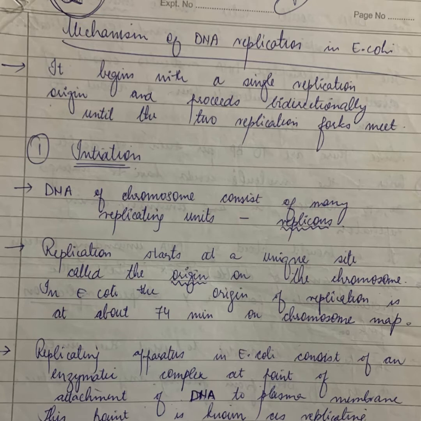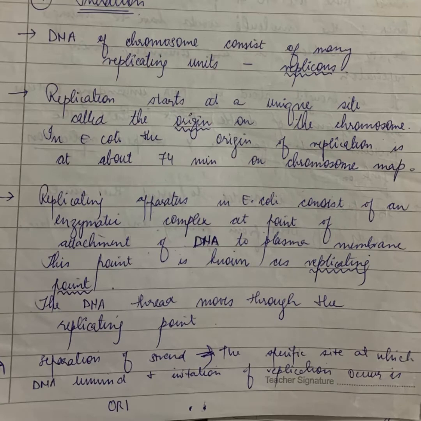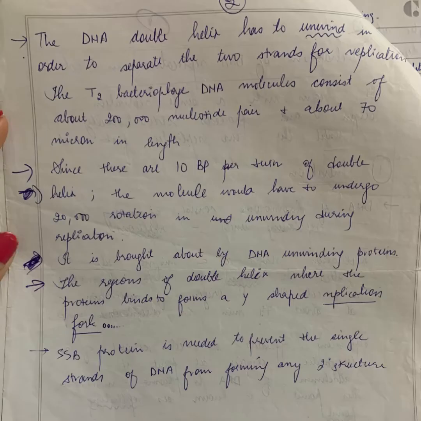So we'll start with the very first one, that is initiation. A DNA chromosome consists of many replicating units called replicons. The replication starts at a specific site called the origin on the chromosome. The replicating apparatus in E. coli consists of an enzymatic complex at the point of attachment of DNA to the plasma membrane, and this point is called the replicating point. The separation of strands, that is the specific site at which the DNA unwinds and initiation of replication occurs, is called the origin of replication.